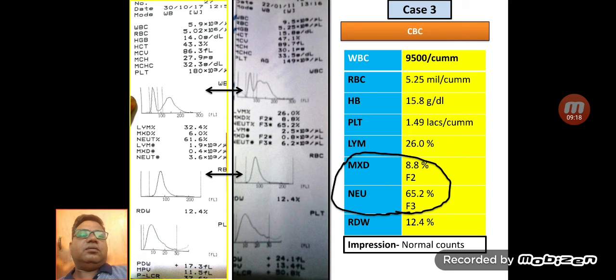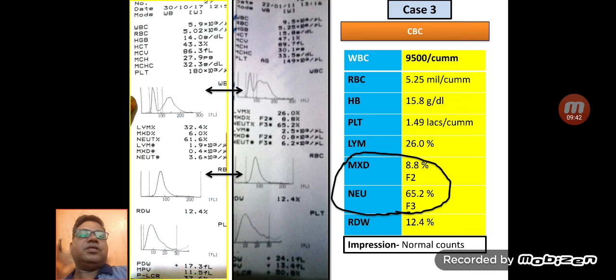This is the third histogram. Here you can see the third case. The total count is 9500, and these two curves are plotted. And here you can see the flags, the F2 and F3 flag. Whenever such F2 and F3 flags are generated, that means the cell counter is basically unable to differentiate between the mixed cell population and the neutrophils.